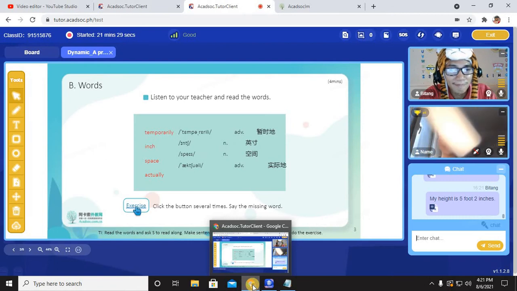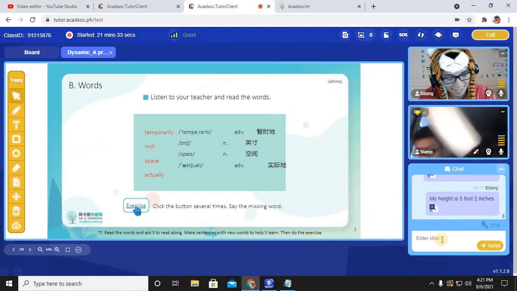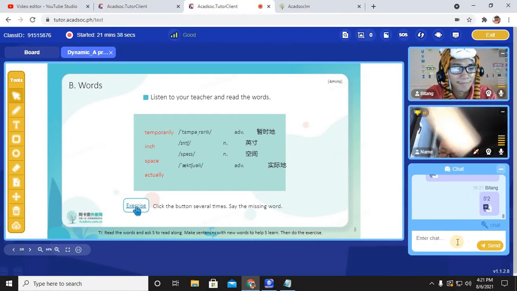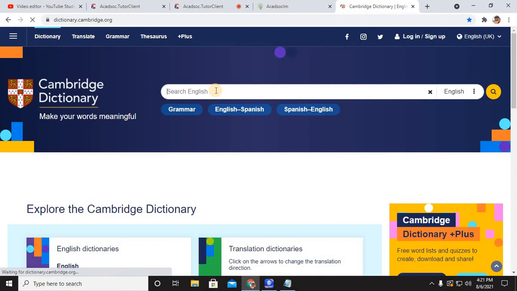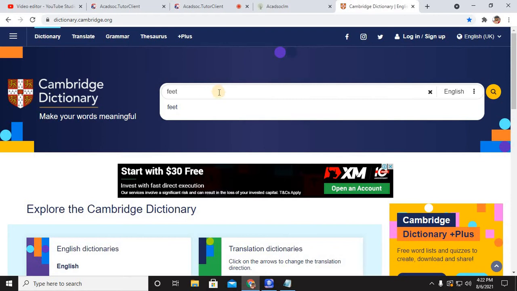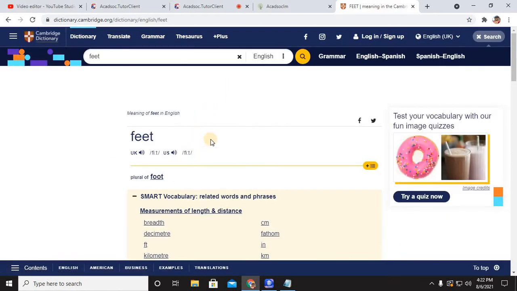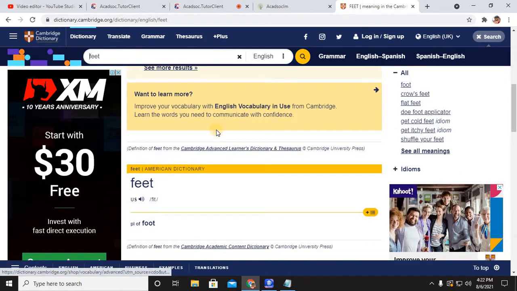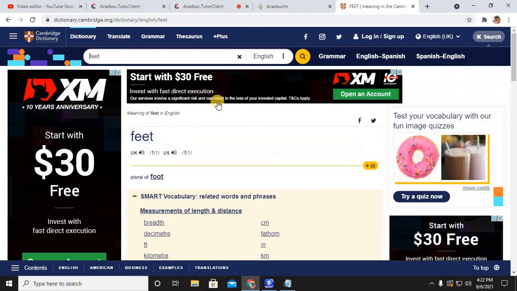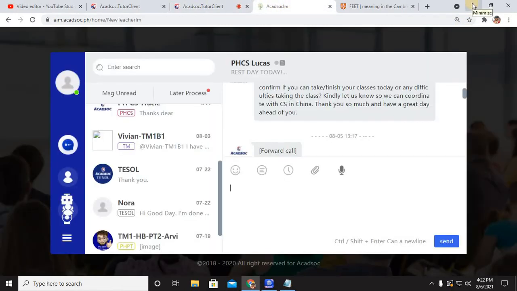I need to check my phone. Okay. I think, let me check here if I have to use foot or feet. Okay. What is feet? Okay, that is the plural of foot. Oh, I checked it. Okay. 5 foot, or you can also say 5 foot 2 or 5'7".